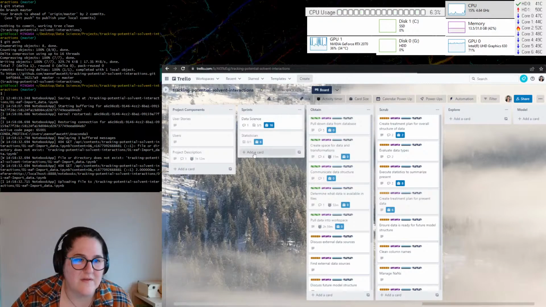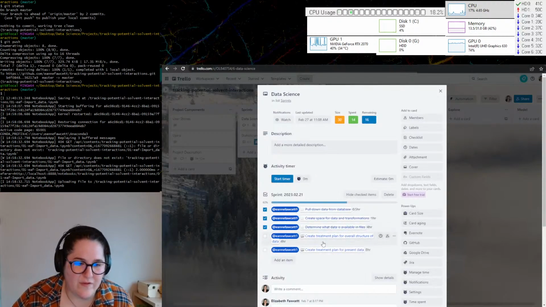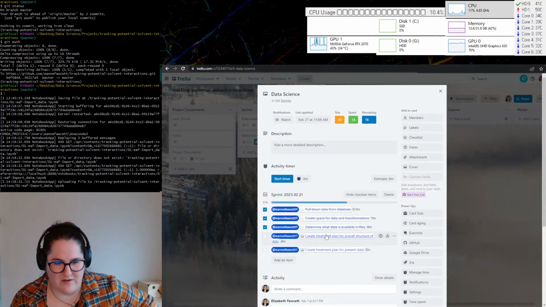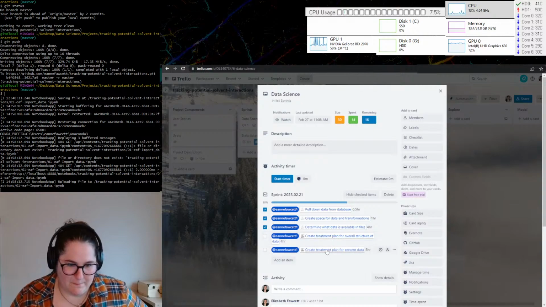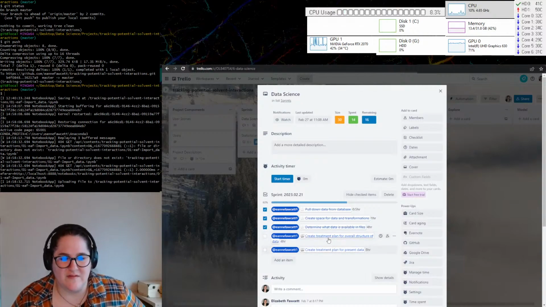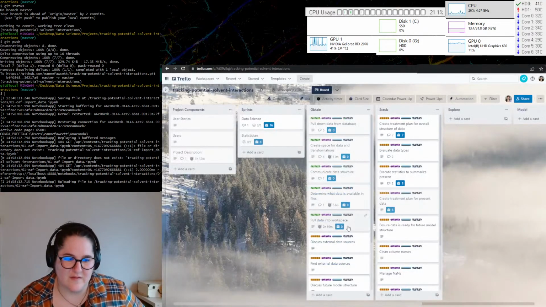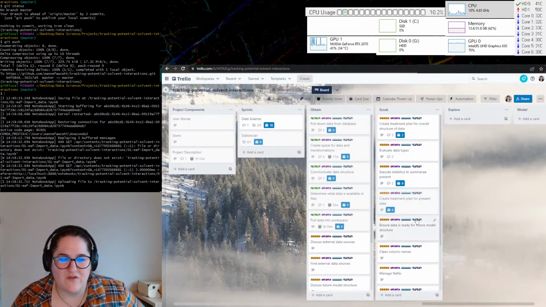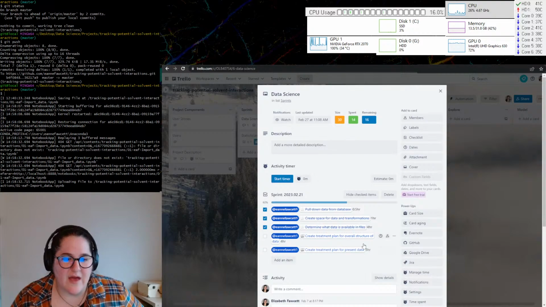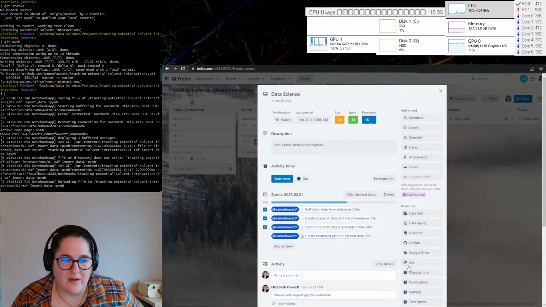On here, we have this thing called a sprint. Those are the things that are currently in progress. And right now, I have 2 cards remaining. Create treatment plan for overall structure, and then create treatment plan for present data. Now, let's look at this. Create treatment plan for overall structure and create treatment plan for present data. Those are actually under scrub. So I am actually going to remove these both.